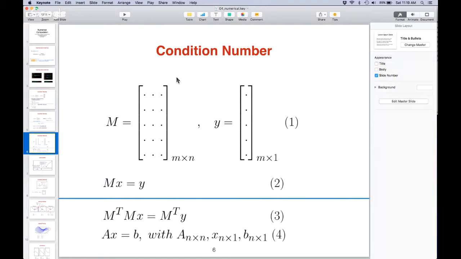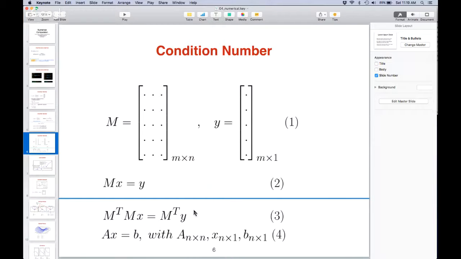M is, in a typical machine learning problem, your data matrix. And you are trying to find an optimum solution to Mx equals y, because there's no exact solution, since the solution space is multidimensional, basically m minus n dimensional, if all your features are linearly independent.